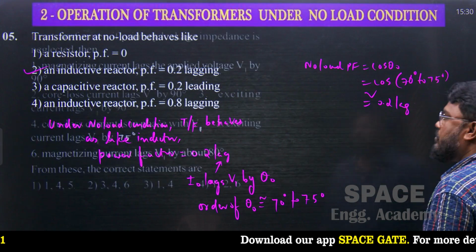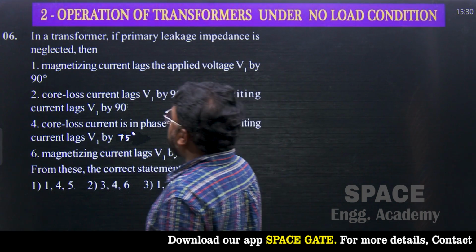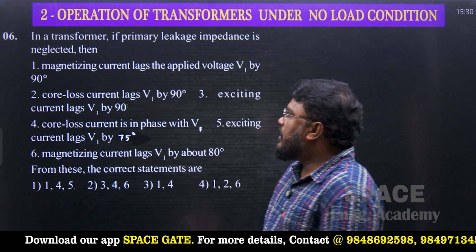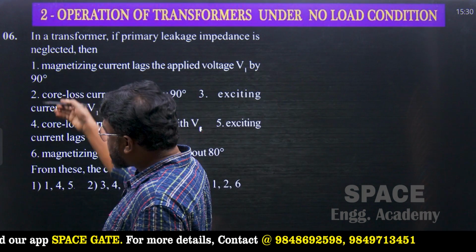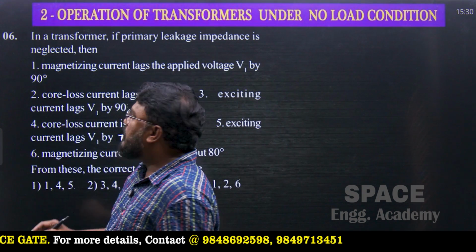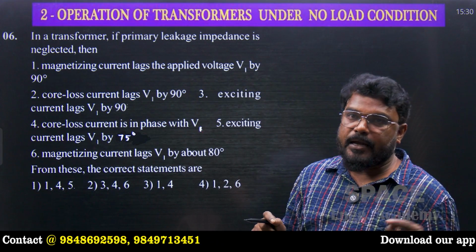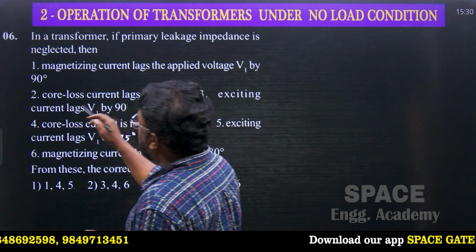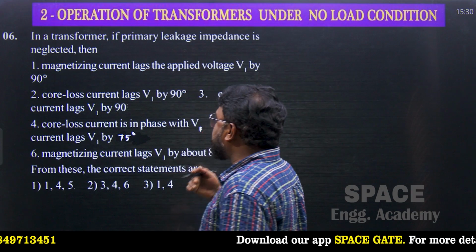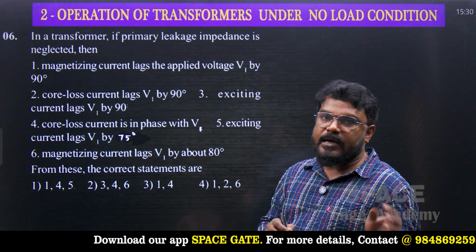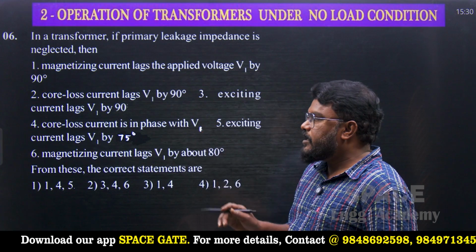And next, question number 6. In a transformer, primary leakage impedance is neglected, and these are the statements. Statement number 1: magnetizing current lags the applied voltage V1 by 90 degrees. Statement number 2: core loss current lags applied voltage V1 by 90 degrees. Statement 3: exciting current lags applied voltage by 90 degrees.